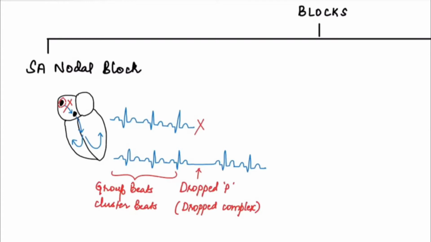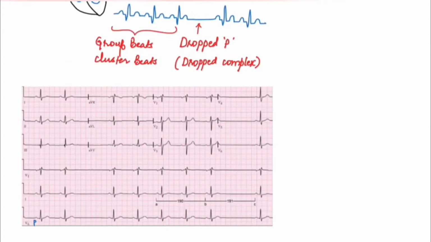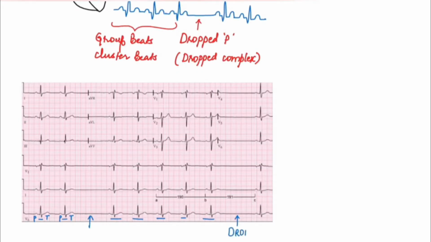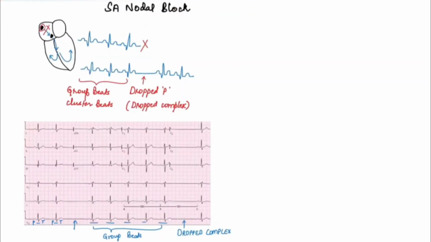So now we'll look at an ECG. Here there is a P wave, a QRS and a T, and then a P wave, a QRS and a T, and then there is a complete absent complex. Again there are normal complexes and somewhere afterwards there is a complete drop in complex. This is known as a dropped complex and these are the group beats. So this is how an SA nodal block looks like.